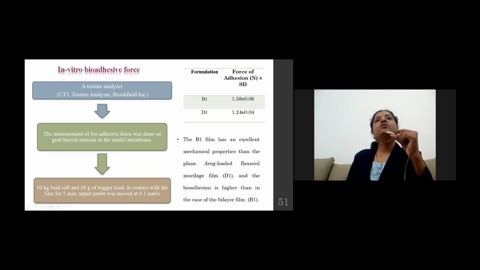Then bioadhesive force was also determined with the help of a texture analyzer, Brookfield Engineering Limited. For that, goat mucosa was used as the model ex vivo mucosal membrane. Both the films possess better bioadhesive strength. The primary layer has lesser bioadhesive strength as compared to the bilayer.